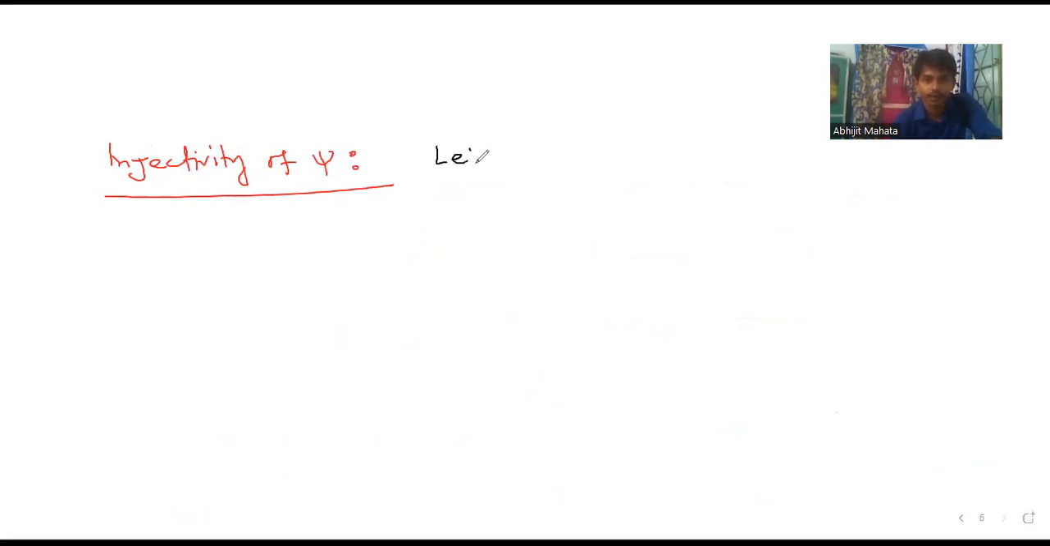Now the injectivity of psi. How to do it? We can check injectivity by just finding that the kernel is trivial. Or you can go to the map definition: two distinct elements go to two distinct points. I am using the kernel because I am assuming all are familiar with the concept of kernel: a homomorphism will be injective if the kernel is trivial.